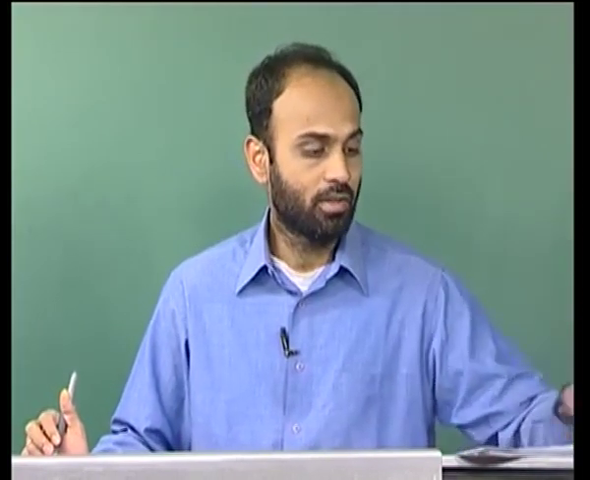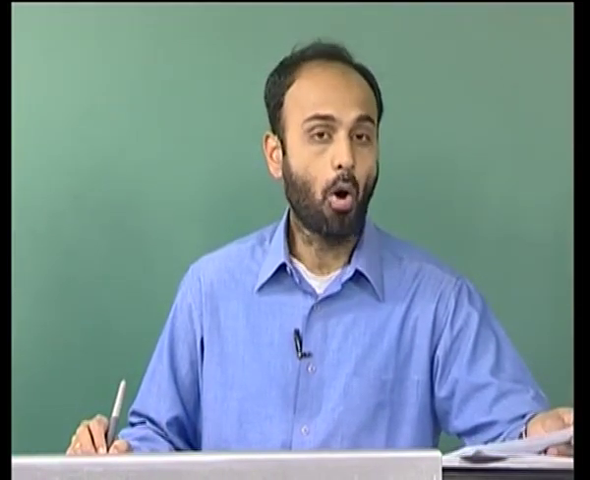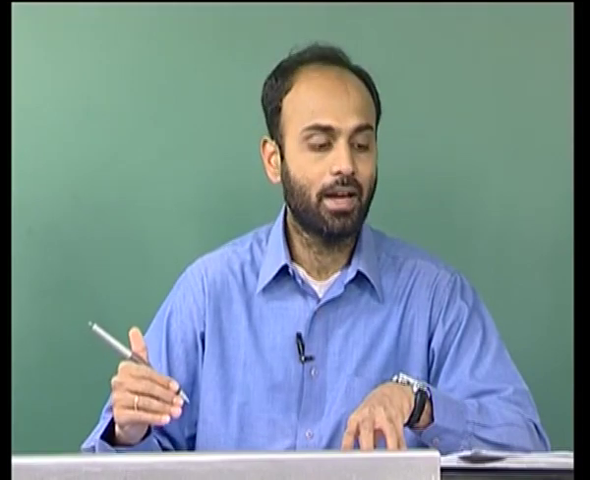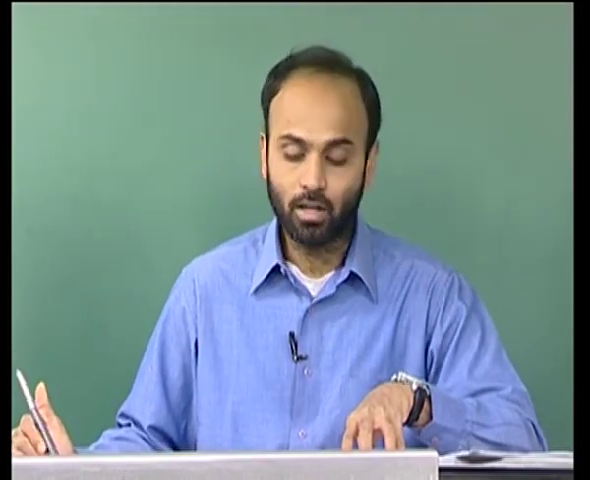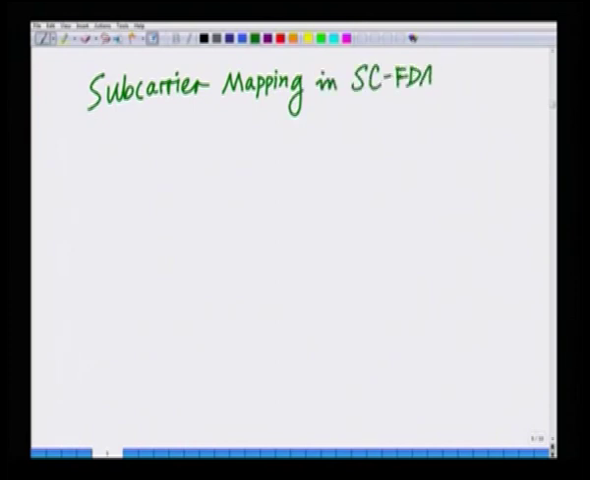Alright. So, that is how the serial symbol stream is generated, and there is one last aspect that we need to talk about in this SCFDMA system, which is essentially the subcarrier mapping operation. How are these subcarriers mapped at the SCFDMA transmitter? So, we want to talk about the subcarrier mapping. How are these subcarriers mapped in an SCFDMA?